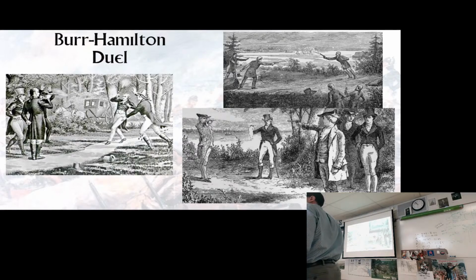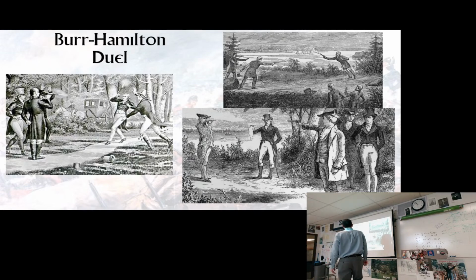And what did he do? Took very careful aim and hit Hamilton right here. Basically mangled four ribs into his lung, collapsed the lung.